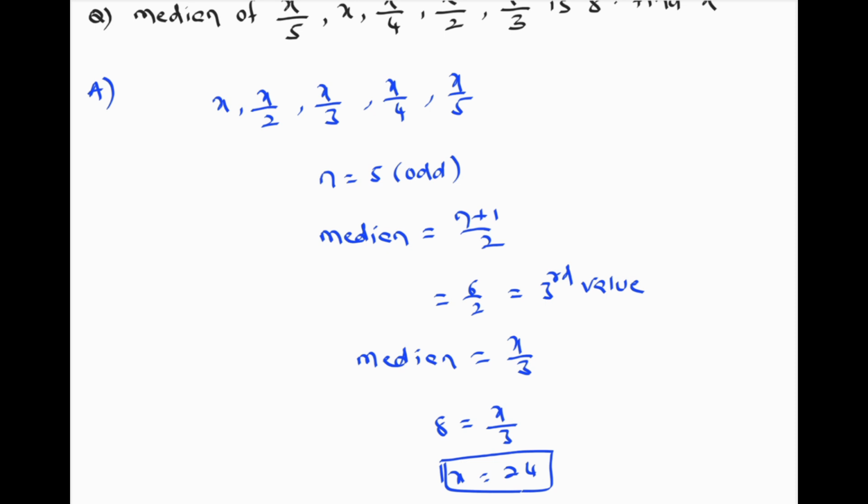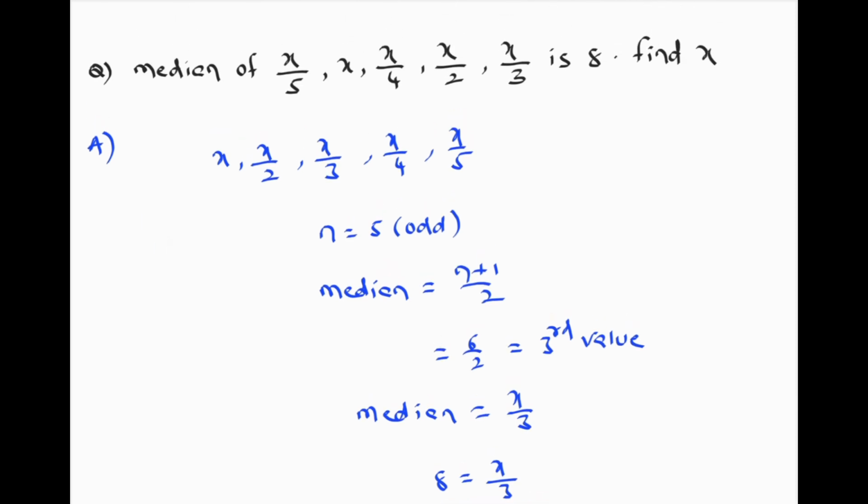Okay, without using any formula also we can solve it simply. Median means the middlemost term, it is the middle term. So we got the median as x by 3. But it is given as 8. Therefore, x will be equal to 24.